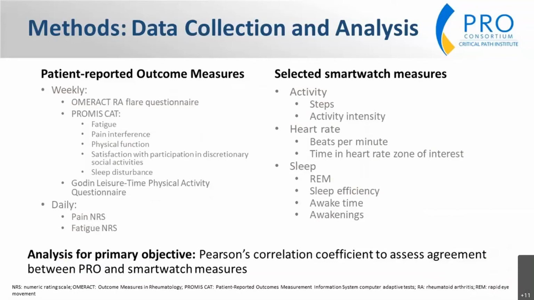So then, as part of the study, the following battery of weekly and daily PRO measures were assessed. Selected smartwatch measures that we'll be talking about today include activity measures, heart rate measures, and selected sleep measures. For the primary objectives, we used Pearson's correlation coefficients to assess the agreement between the PRO and the smartwatch measures.